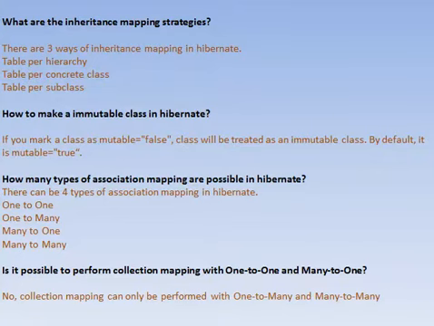How many types of association mapping are possible in Hibernate? There can be 4 types of association mapping in Hibernate: 1-to-1, 1-to-many, many-to-one, many-to-many. Is it possible to perform collection mapping with 1-to-1 and many-to-one? No, collection mapping can only be performed with 1-to-many and many-to-many.